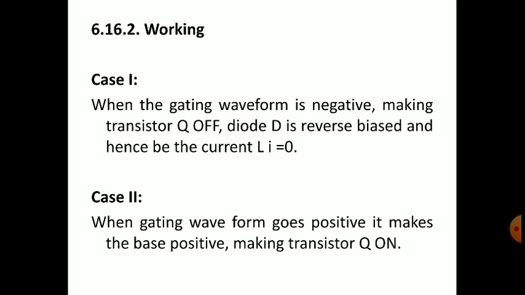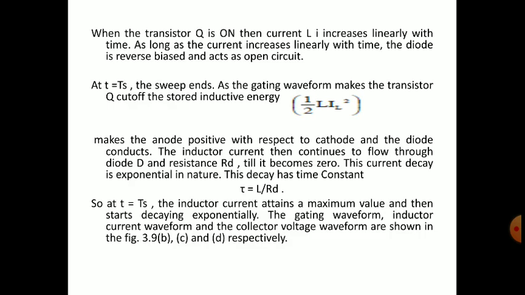When the gating waveform goes positive, it makes the base positive, and the transistor Q turns on. When the transistor is on, the current increases linearly with time. That is, when the transistor is on, the circuit is closed from the plus VCC through the inductor and through the transistor in the on position, and it reaches the ground. So it will be a closed circuit, right?